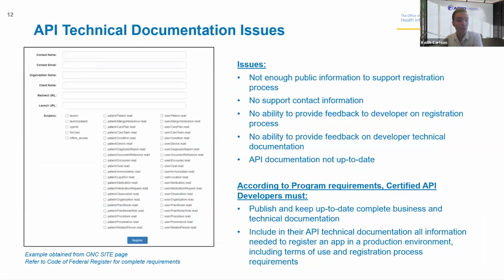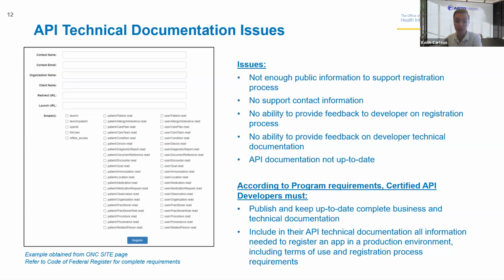For some more issues this time, this is going to be a whirlwind of going into these issues. This is still on the topic of API technical documentation. So even if maybe the links are resolvable and linked to a direct place, we have heard feedback from third-party app developers that in some cases there is not enough public information in the documentation to actually support the registration process. And then we've heard about challenges with getting in contact with developers if there are any issues, no ability to provide feedback to developers, and in some cases no ability to provide feedback on this technical documentation.